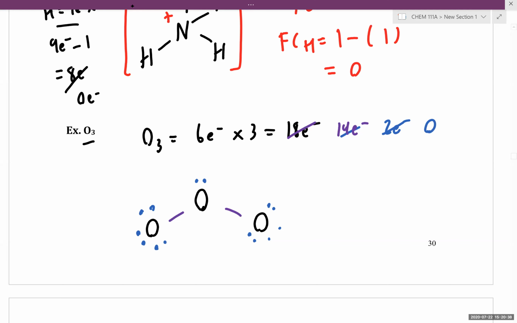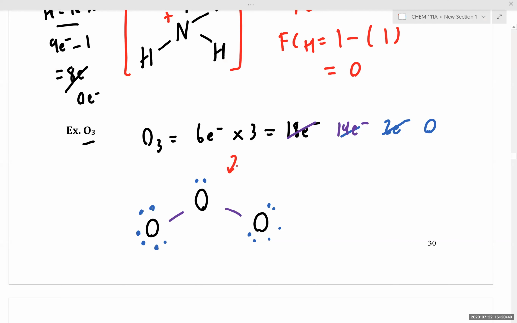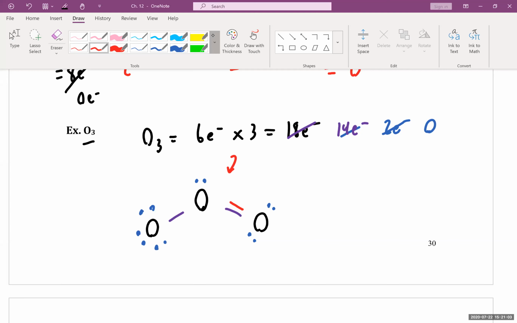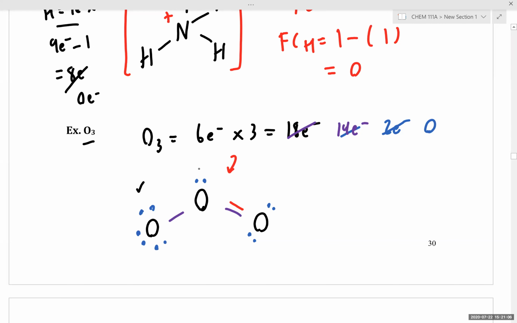Does this central oxygen have a complete octet? No. So we're going to take one of our lone pairs, and how many additional bonds does this central oxygen need? It needs 2 additional electrons or 1 additional bond. Yep, perfect. So now checking our work, we see that the octet rule for all of our oxygens has been fulfilled. Let's calculate now the formal charge of each oxygen.